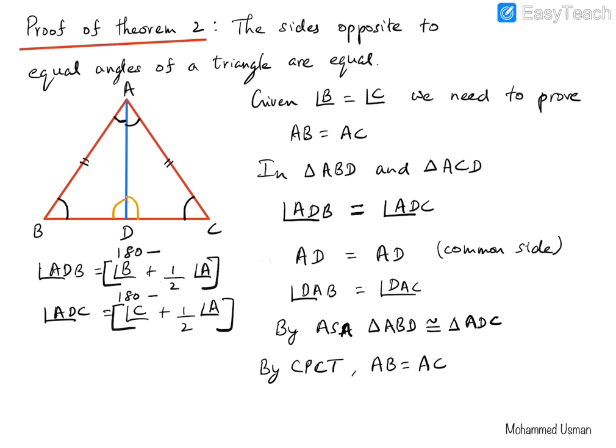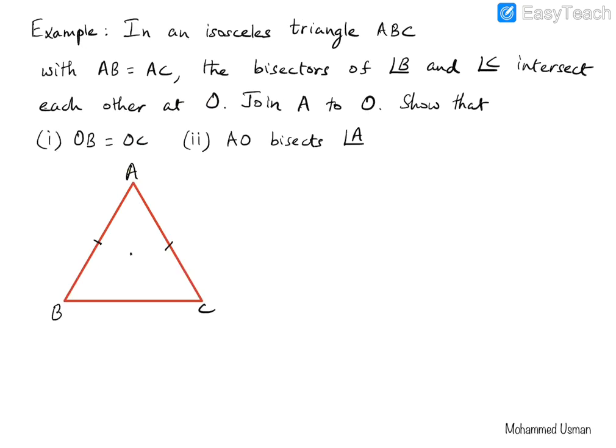We will next do an example for an isosceles triangle and use these ideas to solve a problem or to prove certain things that have been asked in the question. So let's do one example, and the example here is that we are given an isosceles triangle which we call the triangle ABC, and in this triangle it is given that the side AB is equal to AC. And we are told that the bisectors of angle B and angle C intersect each other at O.